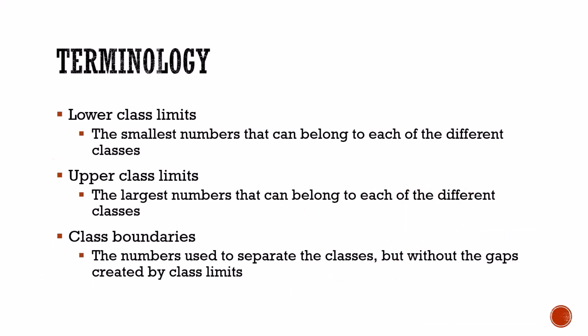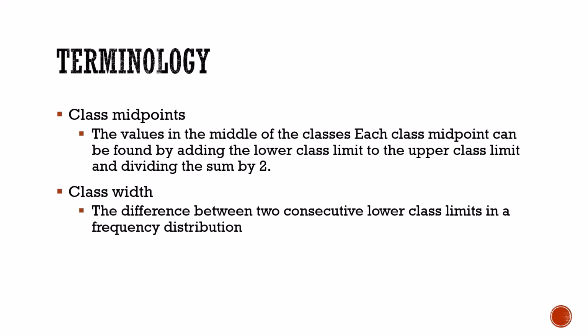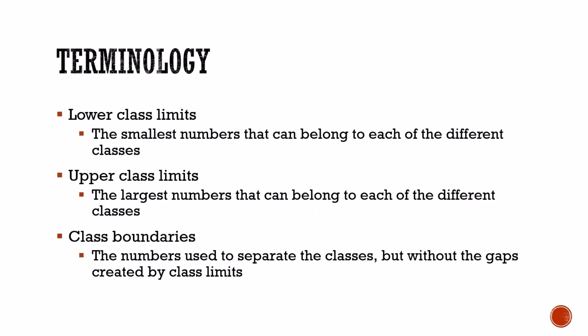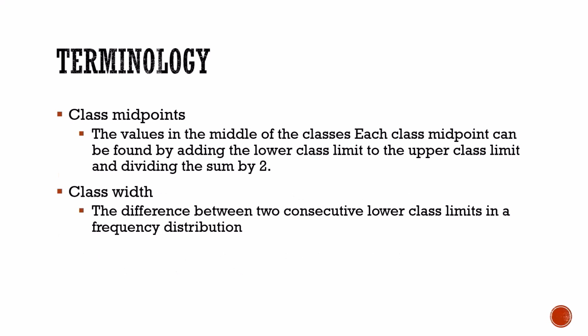The upper class limit is the largest number that can belong to each of the different classes. So for this third class, this is the upper boundary, or upper class limit, sorry. And then the class boundaries are numbers that would separate the classes. So what does that mean?